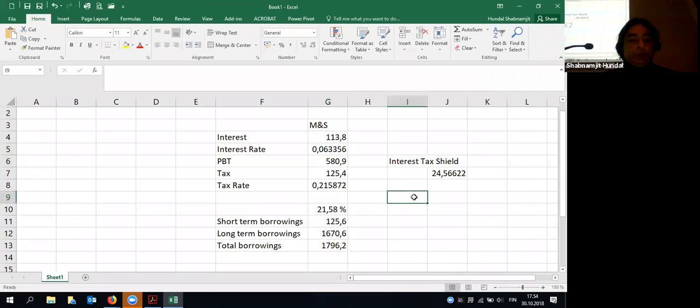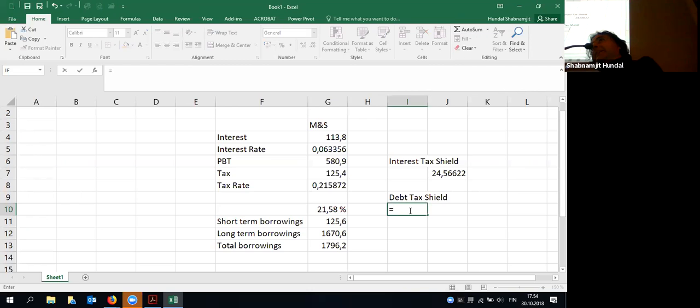Now, you can find out the debt tax shield of Marks and Spencer. And the formula is this. The perpetuity, perpetuity means annually happening. If we assume that Marks and Spencer's balance sheet would never change, then for the rest of the life, the present value, I mean, you are calculating today the income stream which will come for the rest of the life of Marks and Spencer, given that nothing changes, the balance sheet remains the same. If that is the case, assuming, then this divided by this. There you go.